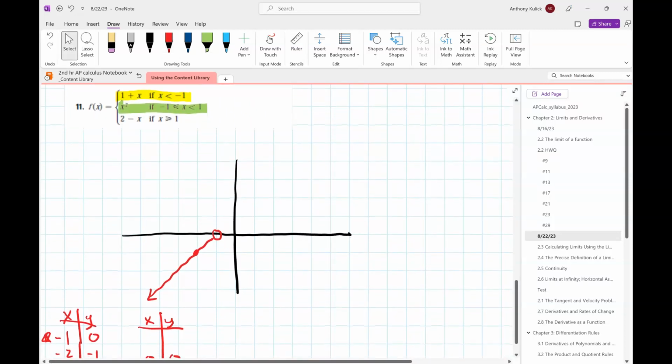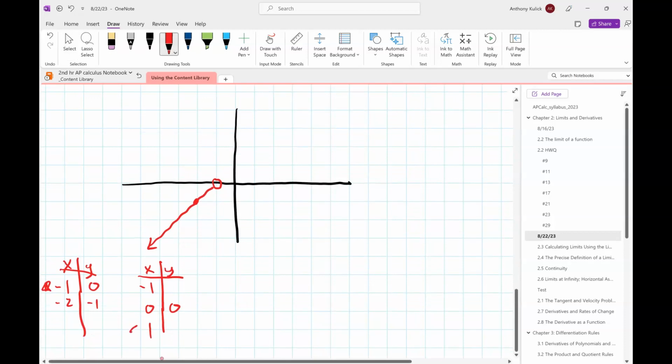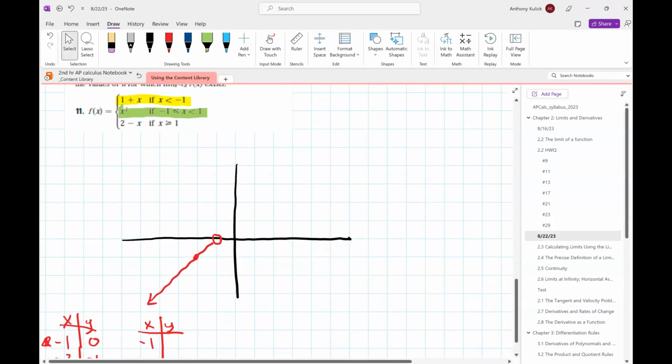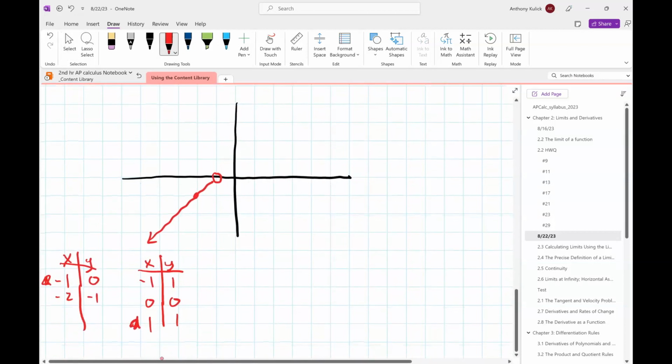The other 2 x's I'm going to pick, surprise, surprise, are going to be the boundaries for the domain of that piece, negative 1 and positive 1. Now, positive 1 I notice is a strict inequality, so again, I'm going to put a star next to that one so I make sure when I draw it, I use an open circle there. Negative 1 squared is 1. Positive 1 squared is 1. So I have the point negative 1, 1, 0, 0, and then 1, 1. So I have like that.